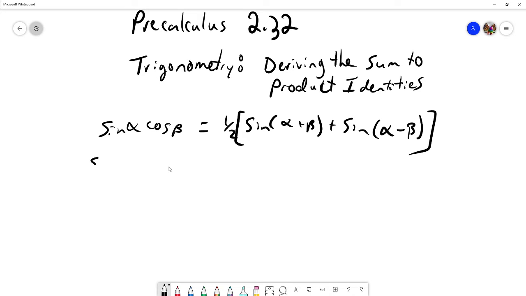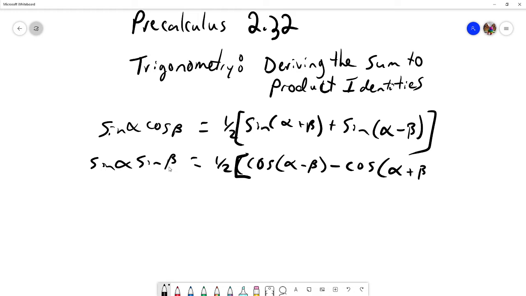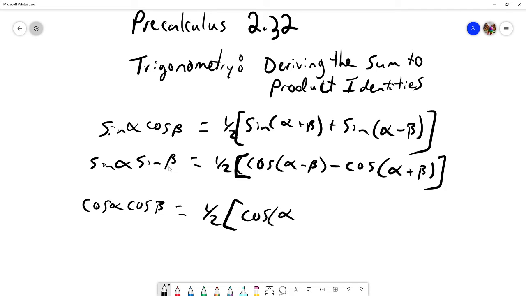And we had sine alpha sine beta is equal to 1/2 times the quantity of cosine alpha minus beta, oh no, that needs to be minus cosine of alpha plus beta. And our last one was cosine alpha cosine beta is equal to 1/2 times the quantity of cosine alpha plus beta plus cosine of alpha minus beta. Alright.